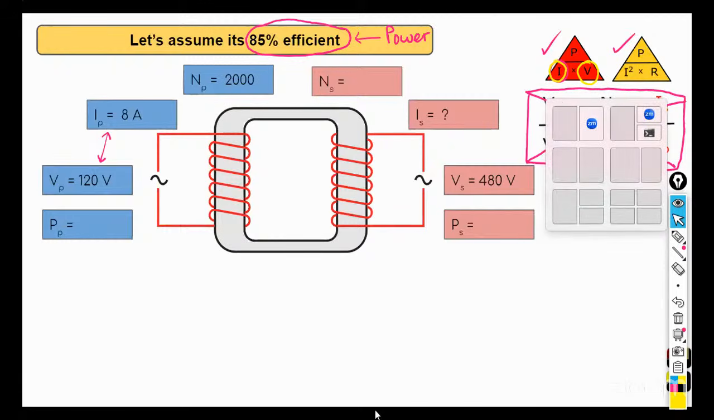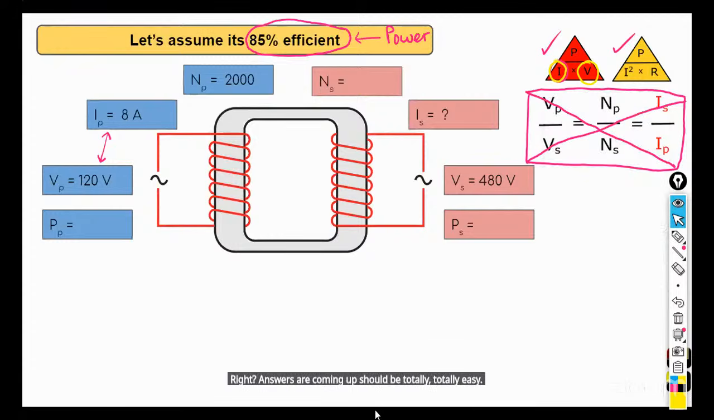Right, answers are coming up. Should be totally easy. And we're supposed to get 960 because the instructions were straightforward. You're going to take the current and multiply by the voltage. 8 multiplied by 120. You're supposed to get 960. Don't forget your capital W. It stands for watts. You're just taking 8 and multiplying it by 120. That's all you're doing.